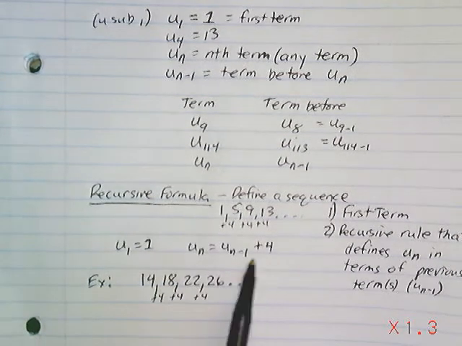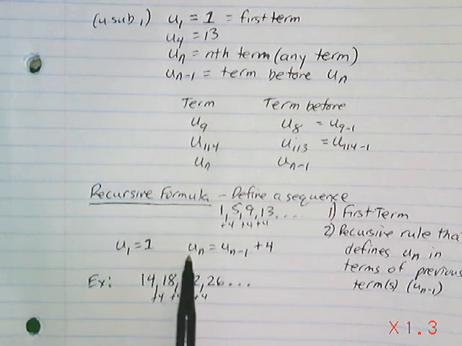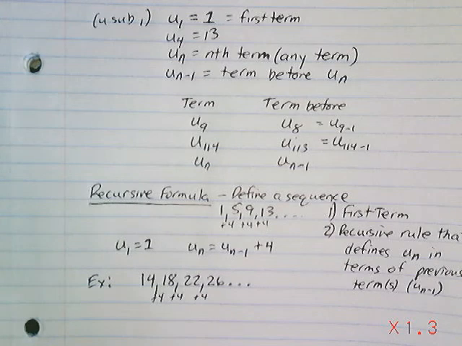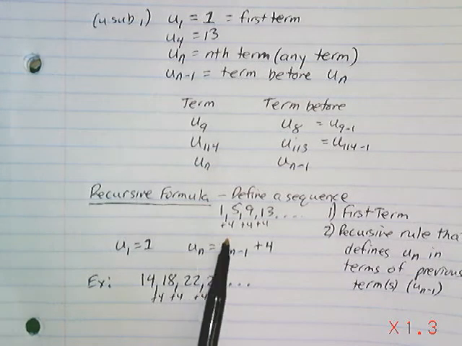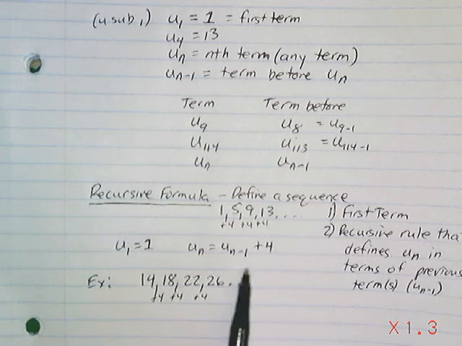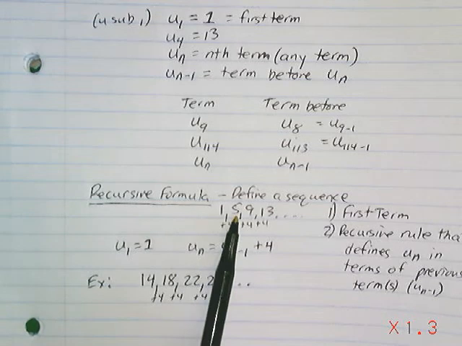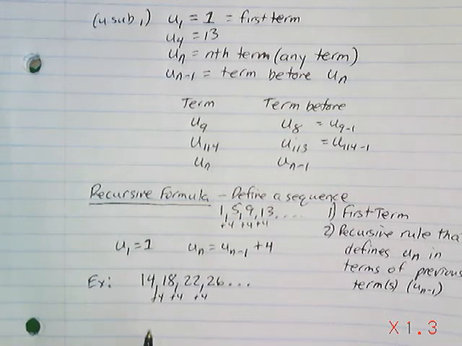We have a common difference of d. In the sequences that we've seen, that common difference was 4. And we have u sub 1 equals some number. u sub n equals u sub n minus 1 plus d. And d can just be negative if you want it, in order for it to be subtraction.